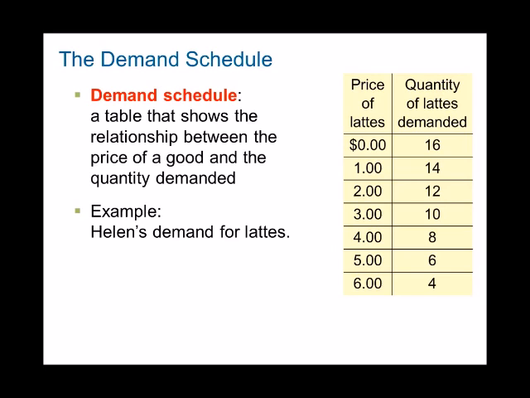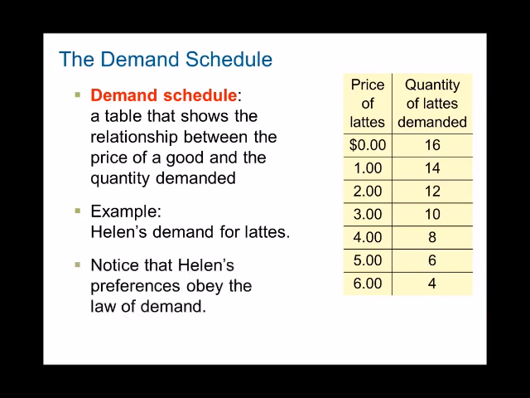Now, if we tell Helen that we increase the price of lattes to $1, how many lattes are you going to purchase? And Helen, after thinking, says 14. And we keep on going like this. We offer different prices, and finally we ask, if the price rises to $5, how many lattes are you going to purchase? Helen says 6. And if the price rises to $6, Helen says she purchases 4 lattes.